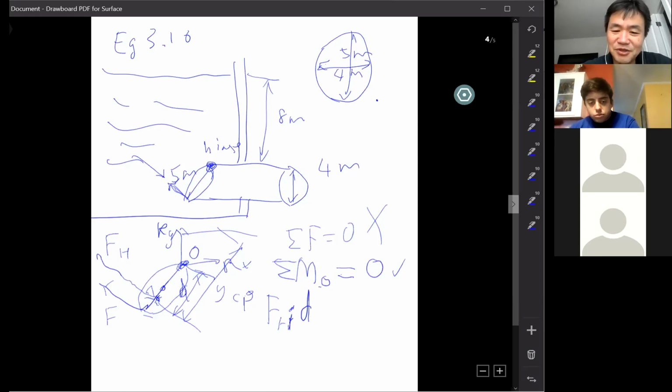F times FH times D. This is the positive moment. Which one is the negative moment? Minus F. What is the arm length for F? 5 meters. Just 5 meters equals 0.